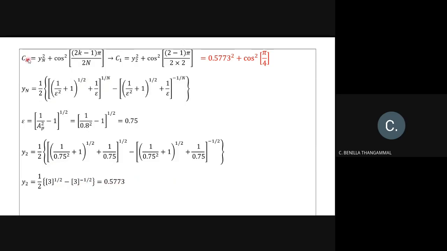So your c1 value is obtained by y2 square, so 0.773 square plus cos square of pi by 4, the meaning here. So the value is 0.8333. Now you can calculate your b1. So b1 is 2 y2 sine pi by 4. So 2 into your y2, which is 0.773, into sine pi by 4. The value is 0.8164.